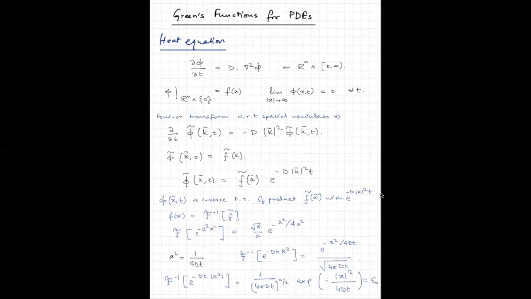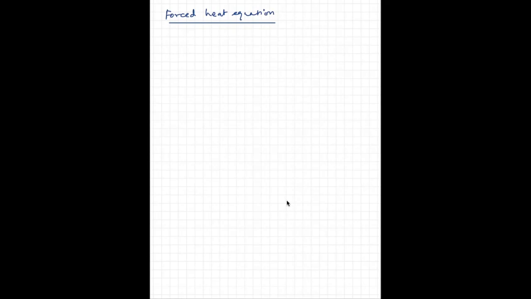So that was trying to solve the heat equation. Now let's move on to trying to add in a forcing term and see how our Green's functions are going to help us. So that's the next bit. So now you want to understand the forced heat equation. So now we have a forcing term on the right hand side.